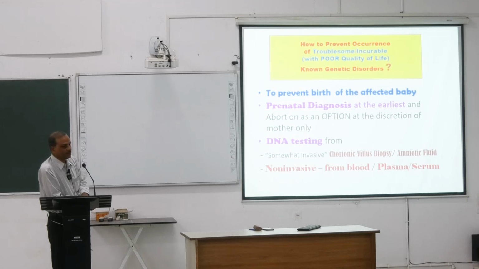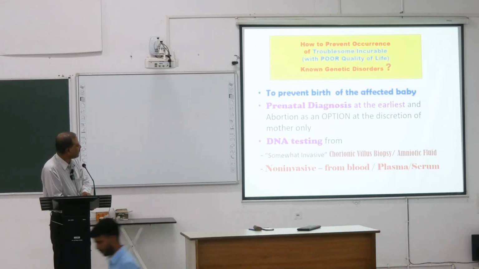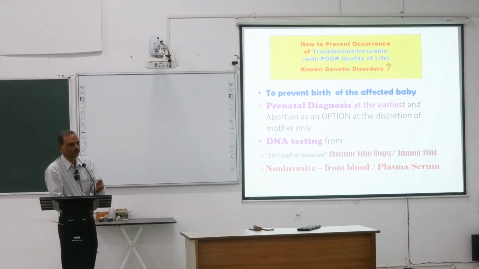So DNA testing from a somewhat invasive chorionic villus biopsy. Some part of the chorionic villus has to be taken, a biopsy has to be taken, and the DNA has to be analyzed, whether the DNA contains that affected gene or not. If the gene is affected, then the disease is diagnosed, and options will be given to the mother whether she wants the abortion or she wants to continue with the pregnancy.